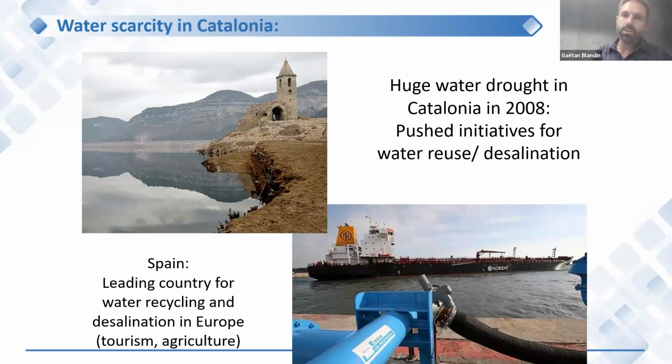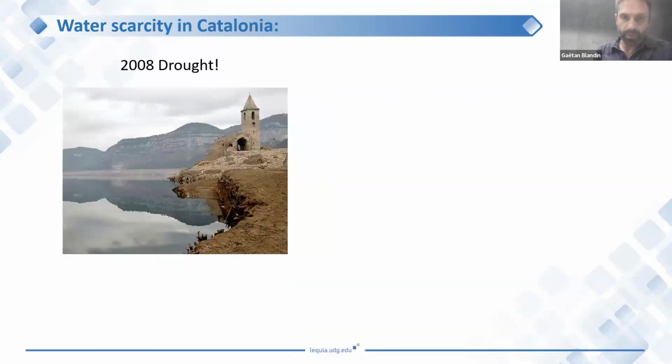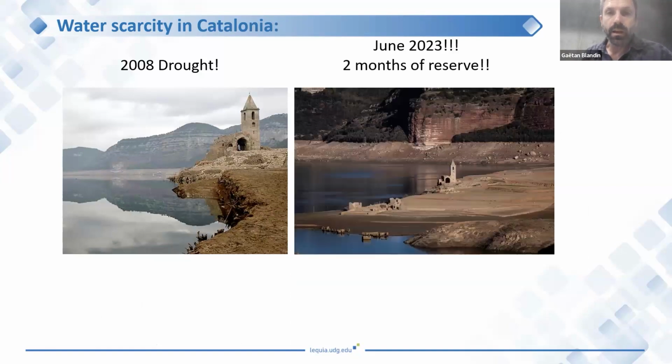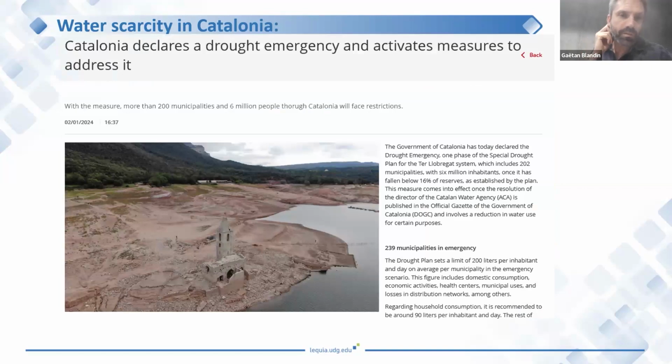So that was the situation in 2008. Now they have built some desalination plants and so on. But this was the situation last year in June, so really one year ago, and this was even worse. We had only two months of water reserve. And then it got even worse during the winter, since we still didn't have any rain.